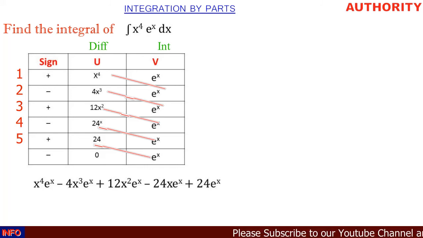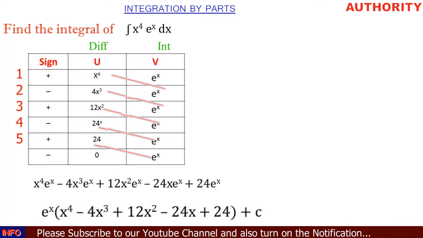And then we discover that e raised to power x is common in all the terms, so we can easily factor out e raised to power x. So when we factor out e raised to power x in all of this, we are going to have x raised to power 4 minus 4x raised to power 3 plus 12x raised to power 2 minus 24x plus 24, all in bracket, plus c.